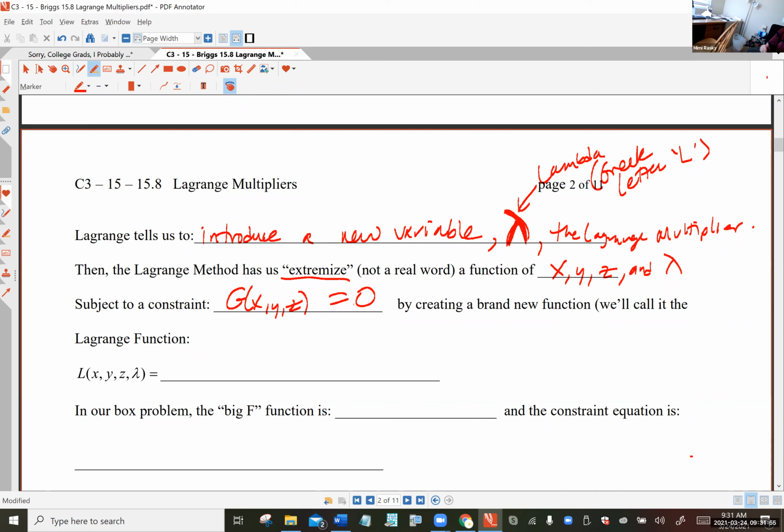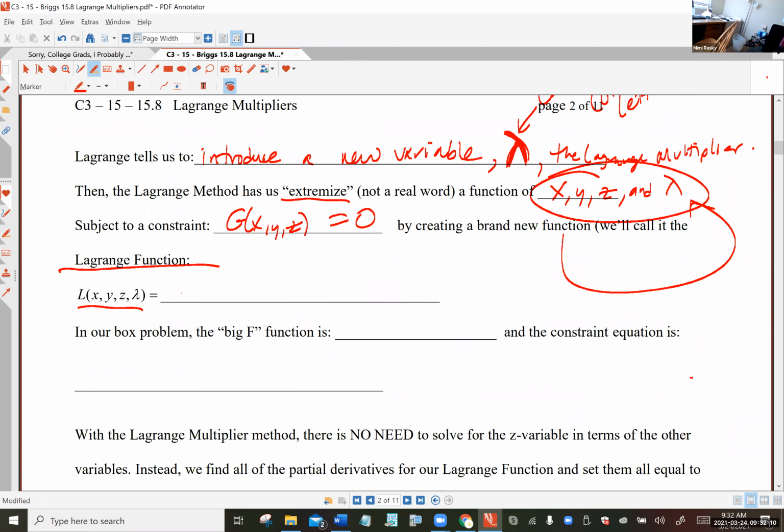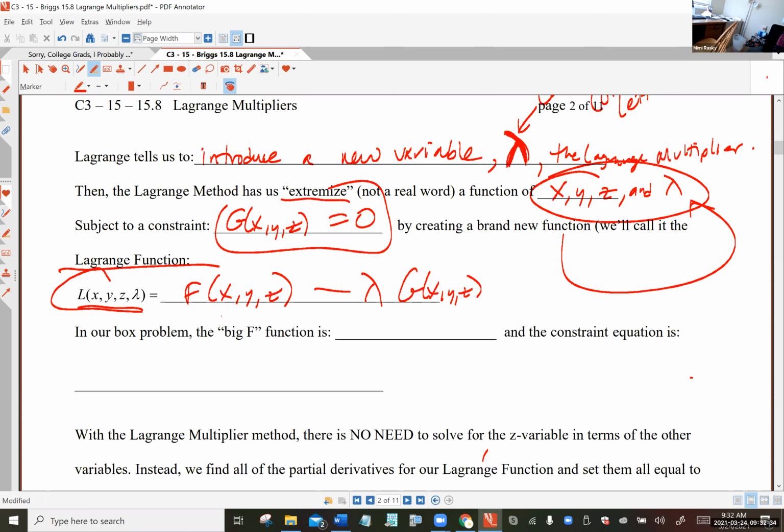And so we're going to create this brand new function that's a function of 4 variables here, and we're going to call it the Lagrange function. It's a big mother of a function. Big L, function of 4 variables, and the way you're going to construct it is you're going to take big F, that's the equation to be maximized or minimized, and you're going to subtract this brand new variable, lambda, times your g of x, y, z, after you've rewritten the g where everything's on one side and 0 on the other. So you're actually going to do calculus on this big mother of a function, as Arnie used to say.